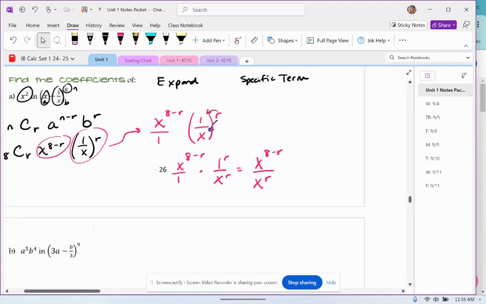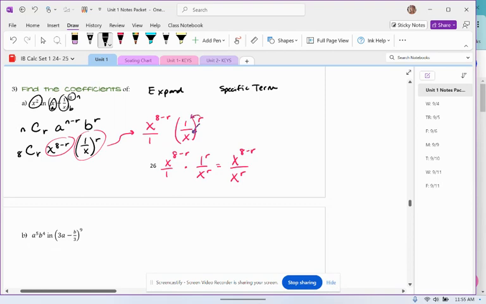If I multiply across, I would have x to the 8 minus r all over x to the r. Now, I don't particularly care about x. What I do care about is the exponents. When I divide like bases, I subtract the exponents. So in order to get one cohesive power of x here, I would have 8 minus r minus the r that's in the denominator, and when I do that I would have x to the 8 minus 2r. And I need this 8 minus 2r to equal 2, because I need that power to be 2.